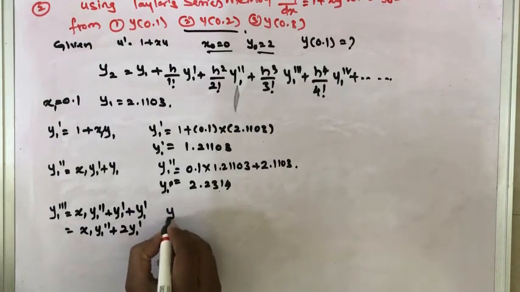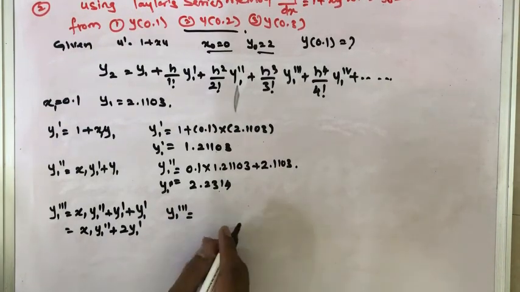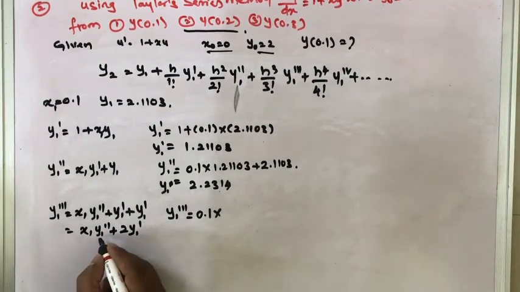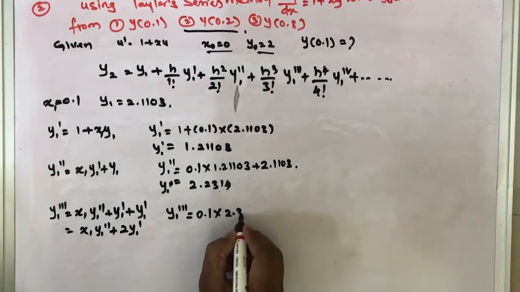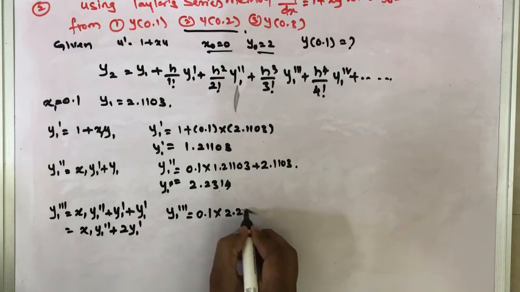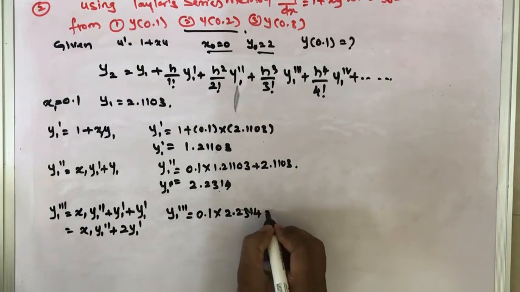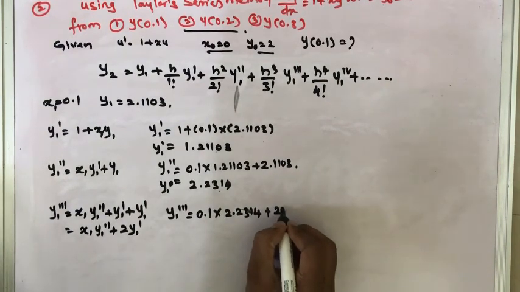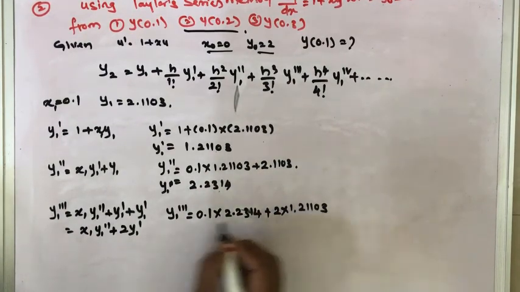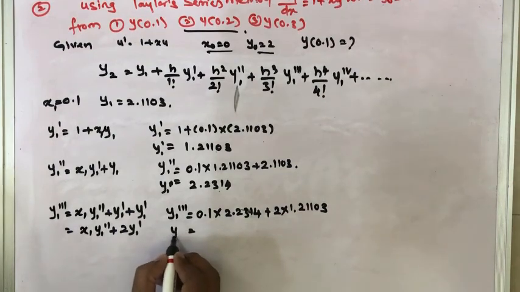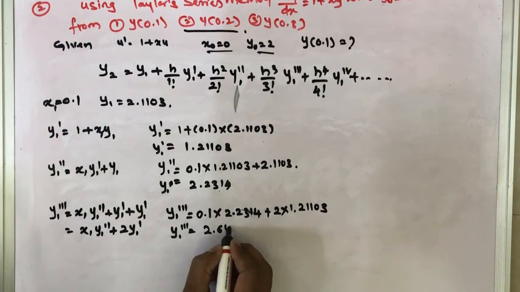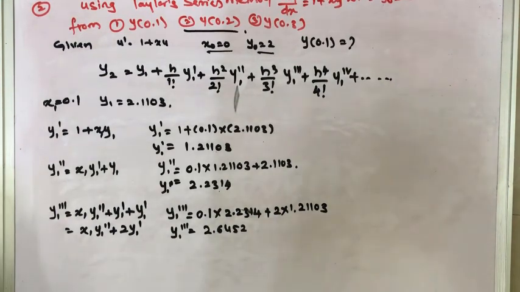So y1 triple dash will be x1, which is 0.1, into y1 double dash, which is 2.2314, plus 2 into y1 dash, which is 1.21103. If I calculate, I'll get y1 triple dash as 2.6452.